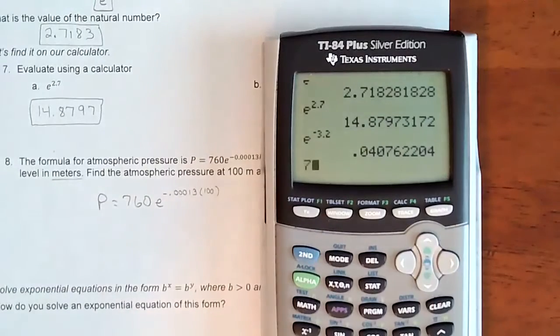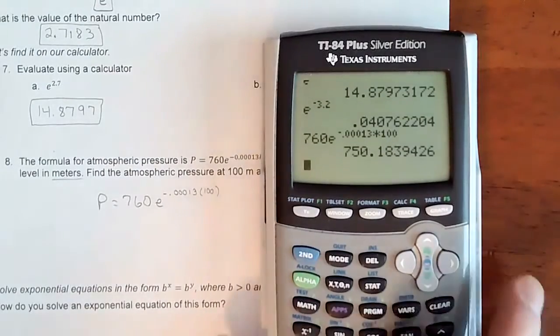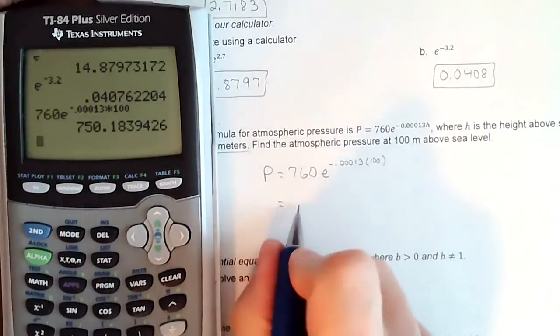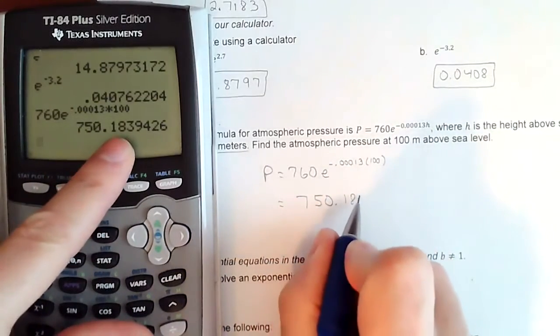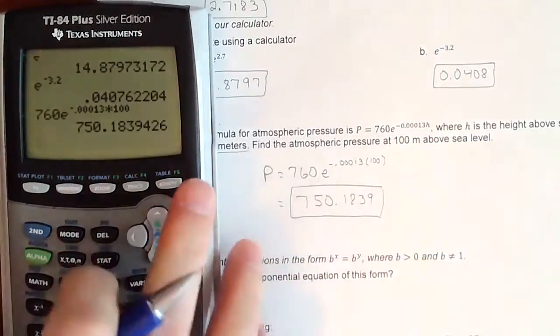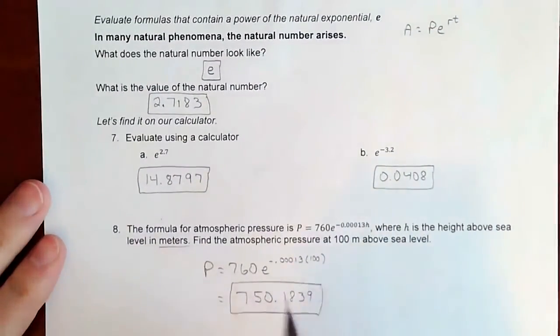So 760 second e, and to the negative 0.00013 times 100, and that is our atmospheric pressure. And again, we'll take it out to 4 decimal places. It's pretty common when you're doing exponentials to take it out that far. So 750.183. Okay, so that was a little bit of an introduction to e. Basically, it's kind of how it gets used and throwing it into a calculator.